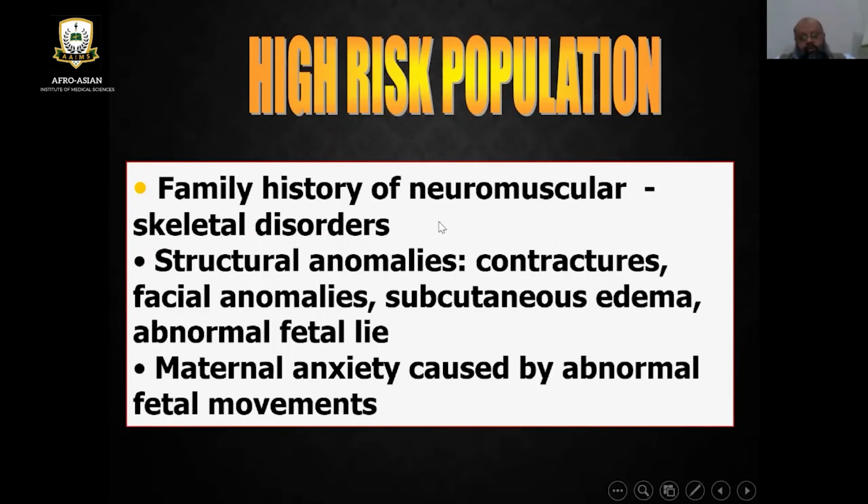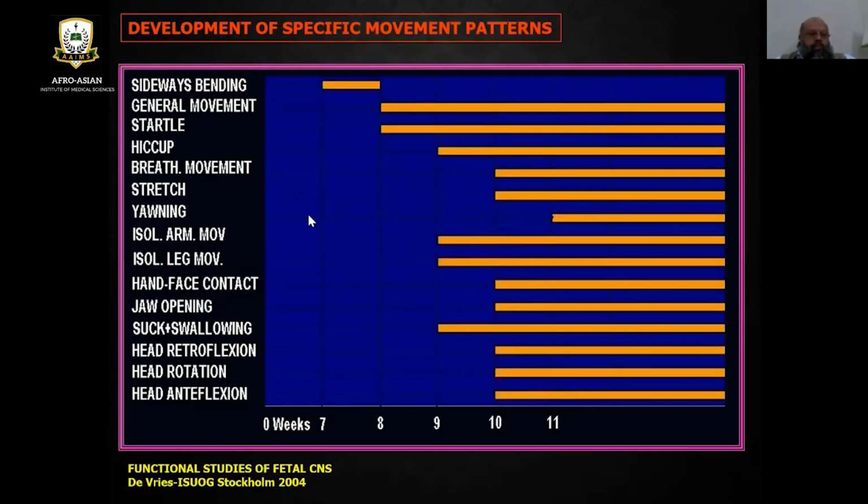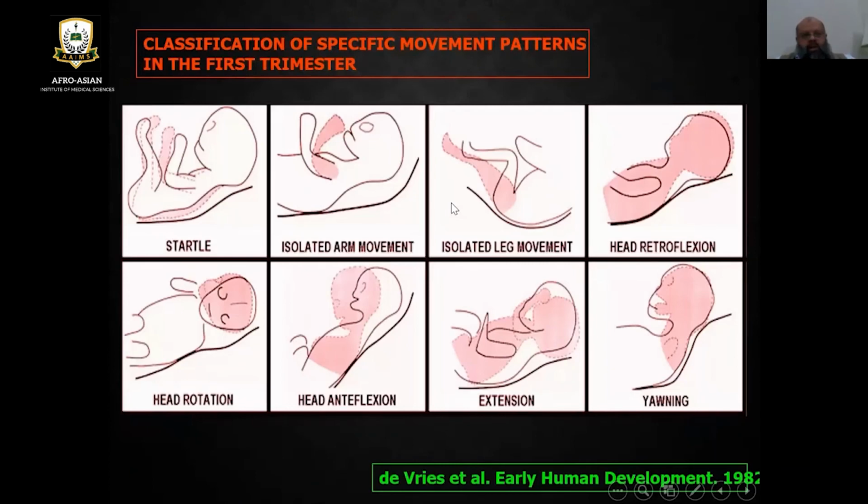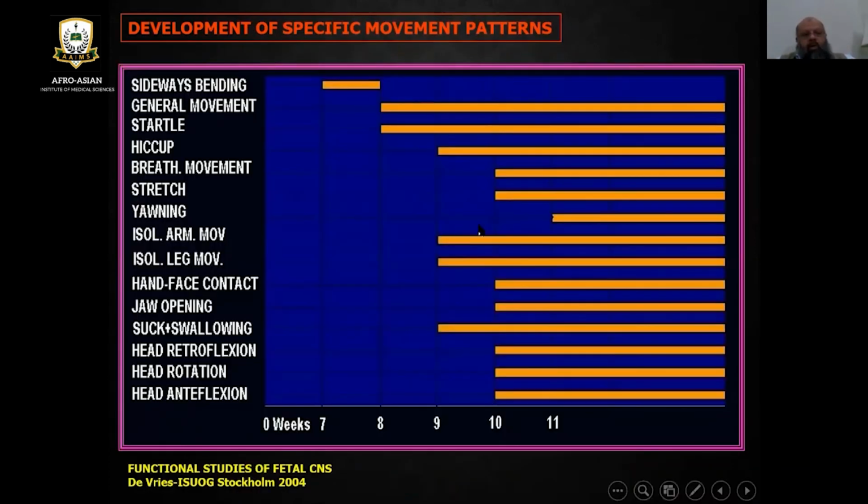Instead of isolated movement, or especially the isolated arm movements, we can find the movement to be there at about 11 weeks instead of 9 weeks or 10 weeks. So we can find a delay of 2 weeks in such fetuses.